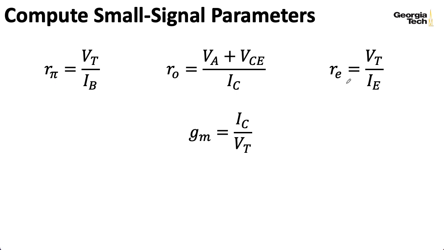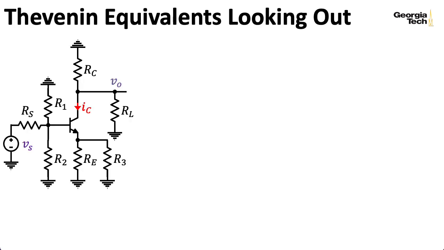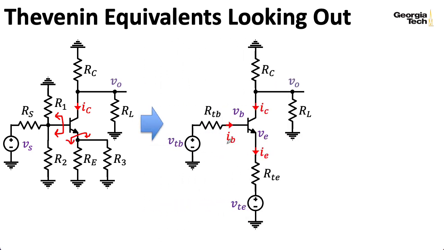Anyway, let's assume that you've computed all of these numbers. Now, to use the fancy Norton equivalent circuit looking into the collector that we derived in a previous lecture, we need to figure out what the Thevenin equivalents are looking out of the base and looking out of the emitter. And we'll express those equivalents as VTB and RTB for the base and VTE and RTE for the emitter.